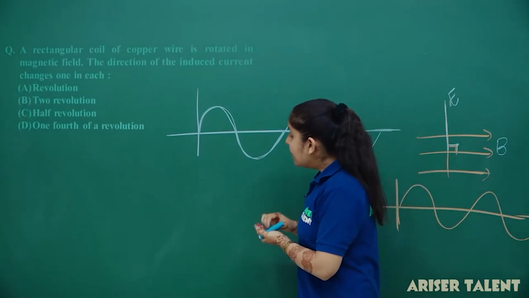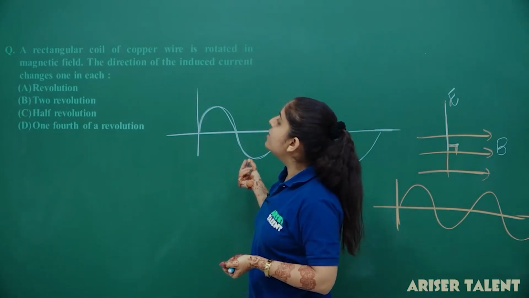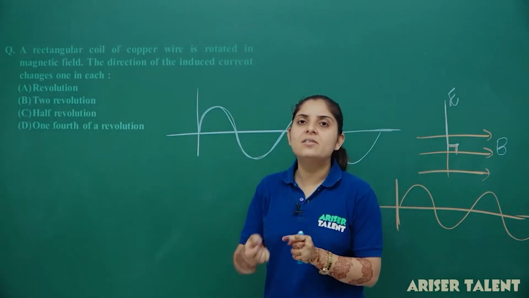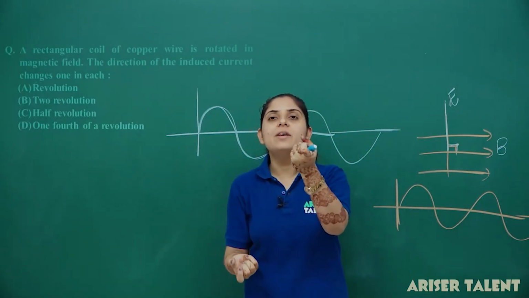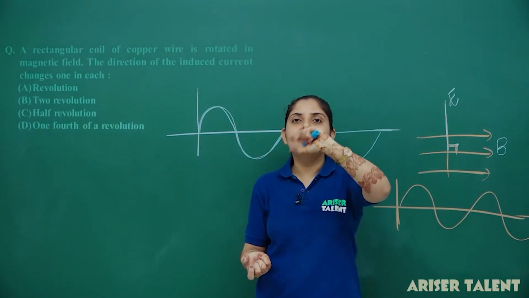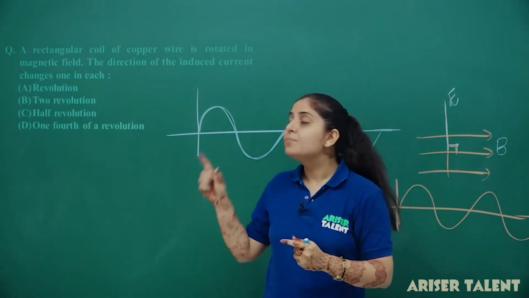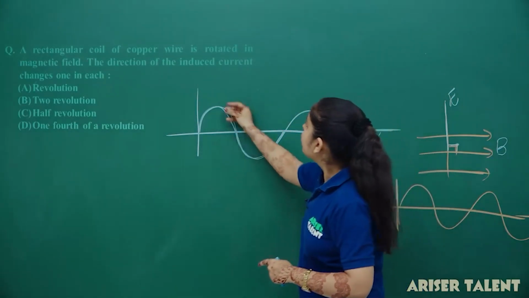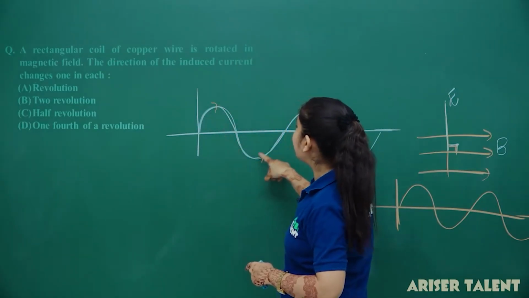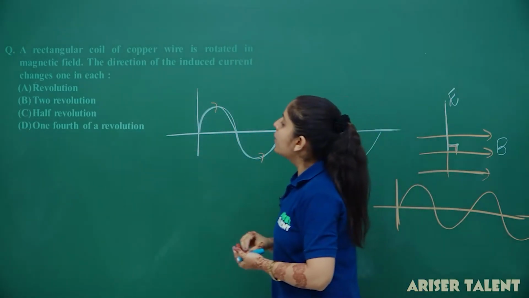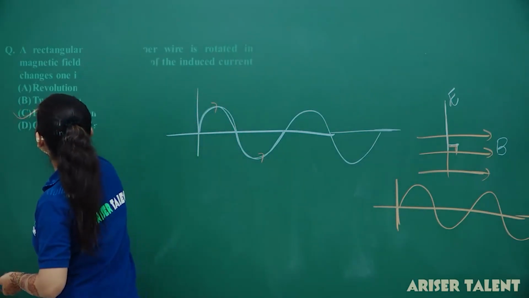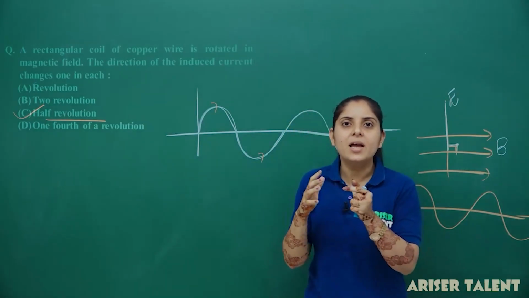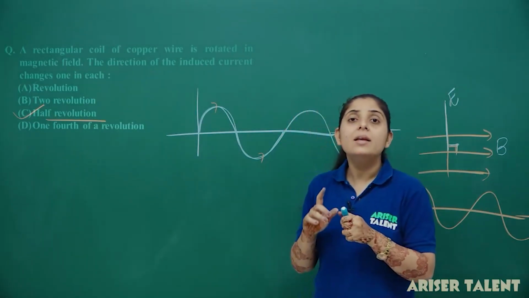You can see that the direction of induced current changes in every half revolution. As we have seen in the AC generator and the DC generator, if you rotate the coil, firstly in the anti-clockwise direction and then the clockwise direction, in every half revolution the current changes its direction. So the correct option here will be option C, that is half revolution. One will be in the anti-clockwise direction and the other in the clockwise direction in each half cycle.